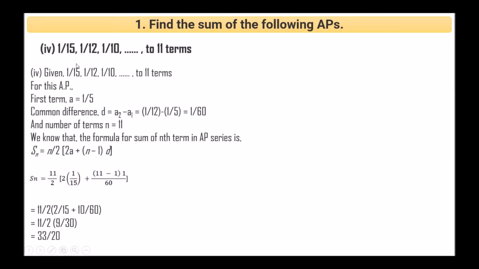Next, 1 by 15, 1 by 12, 1 by 10, and so on till 11 terms. First term a is 1 by 15, common difference d is 1 by 60. n is 11. So we will put these values in the Sn formula. So we will get Sn equals 33 upon 20.